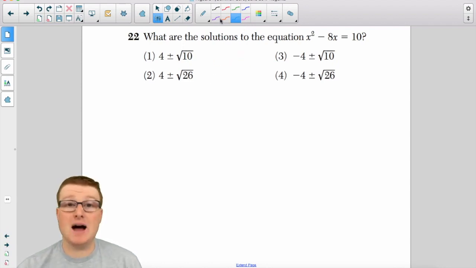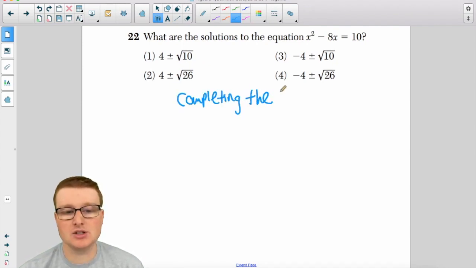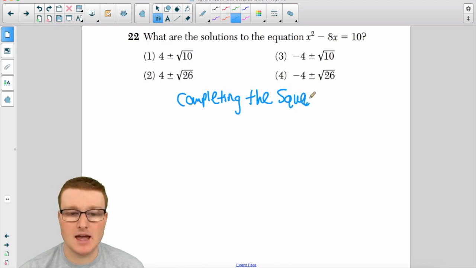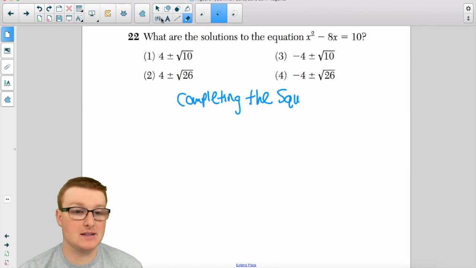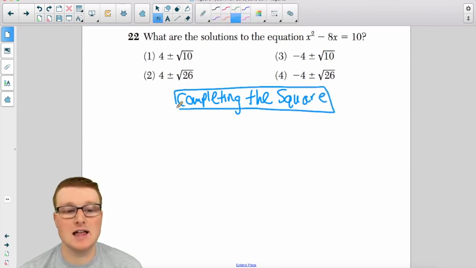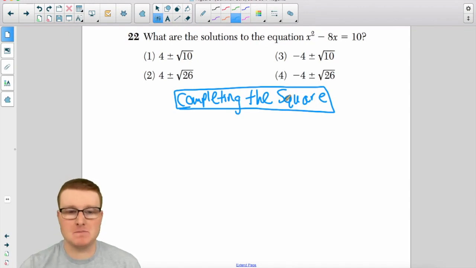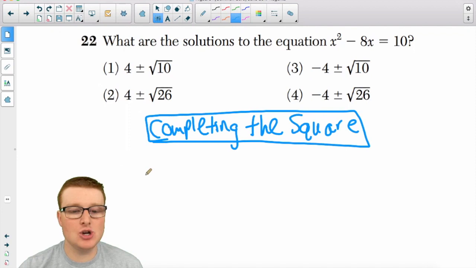Or you could do my favorite, completing the square. Honestly, people, completing the square is not that bad. And if I might scare some of you, completing the square will haunt the hell out of you in geometry and algebra 2. So when I say you need to know how to complete the square, I'm not lying. You need to know how to complete the square. Next year in geometry, you're going to need to know how to complete the square.